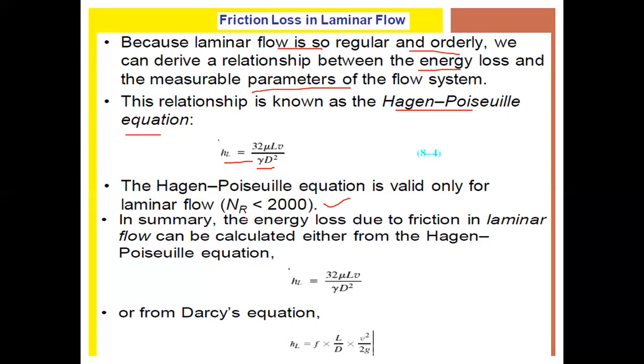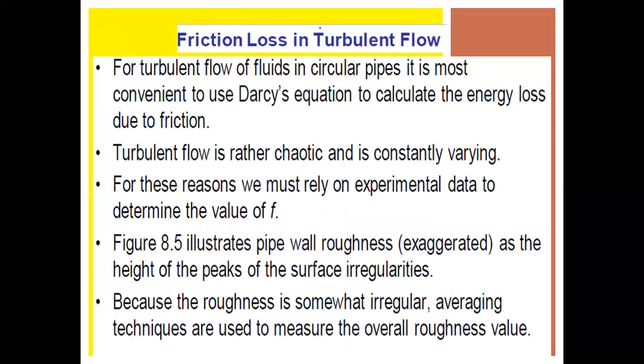In summary, the energy loss due to friction in the laminar flow can be calculated either by using Hagen-Poiseuille's equation or by the Darcy-Weisbach equation. The Darcy-Weisbach equation: HF is equal to F into L by D into V square by 2G. So that is about the friction losses in the laminar flow. Next, the friction loss in the turbulent flow.